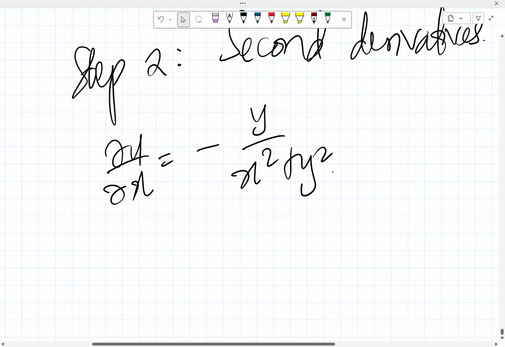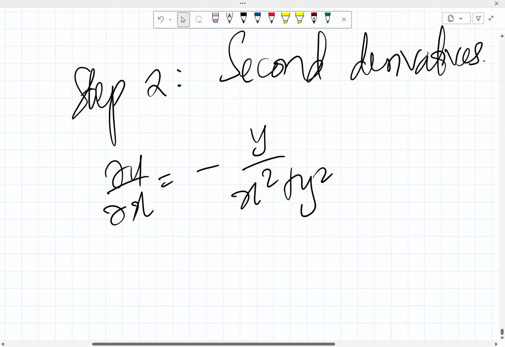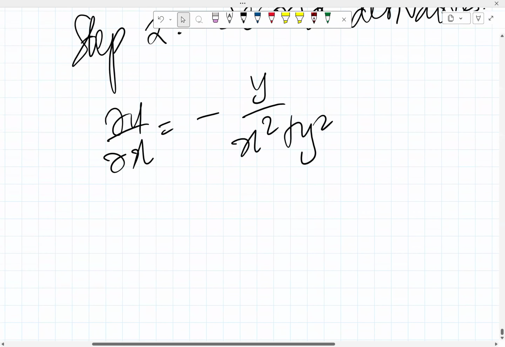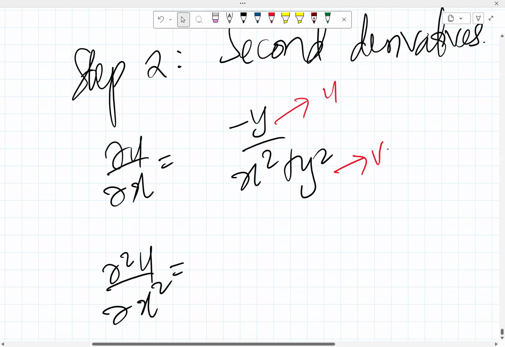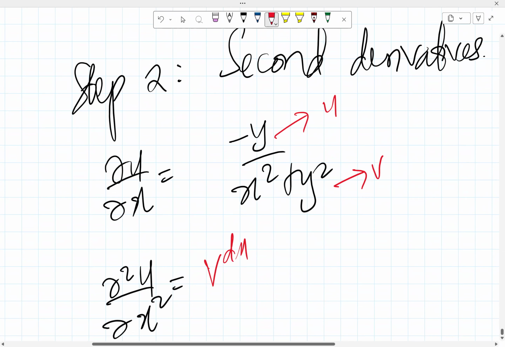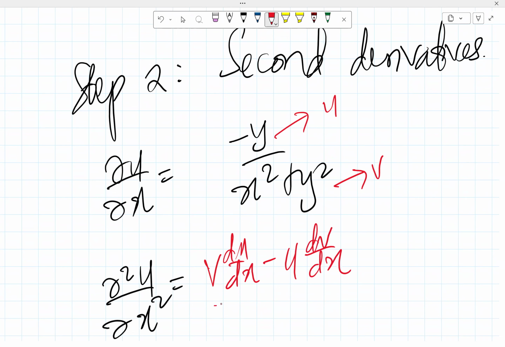So to get the second derivative, I'm trying to look for a very easy way. Okay, yeah, we can do it. So partial squared u partial x squared. We can use quotient rule. So let me make this minus y actually. So if this is u and this is v, and we are differentiating with respect to x, we have the quotient rule: v du dx minus u dv dx all over v squared.